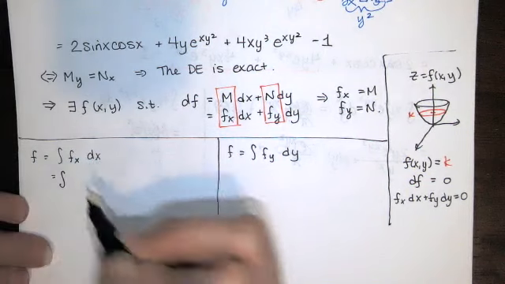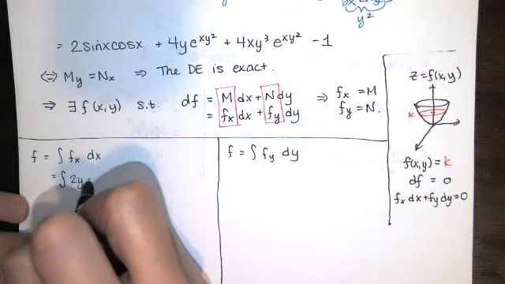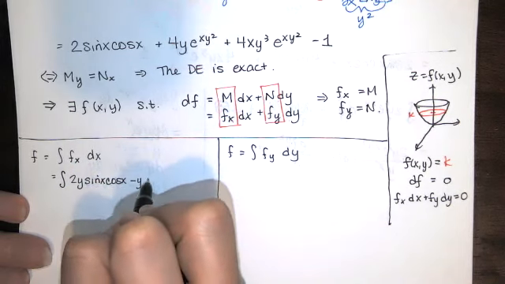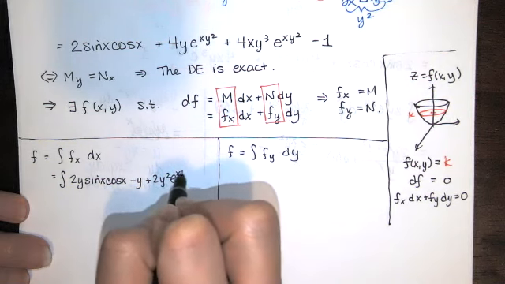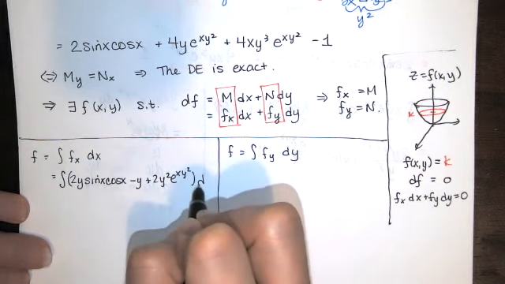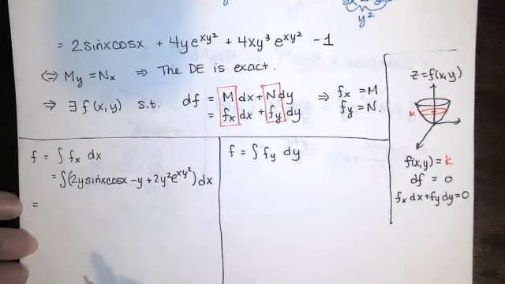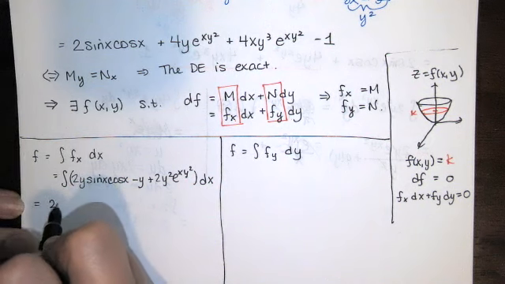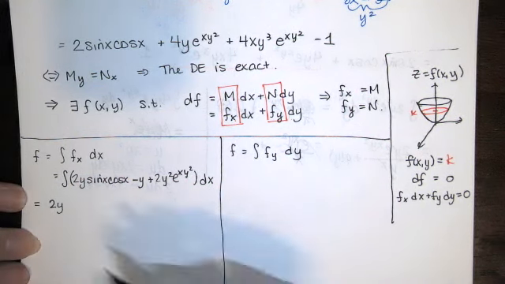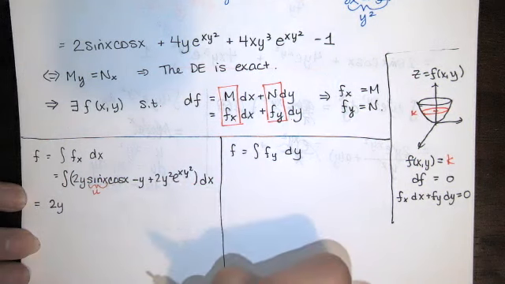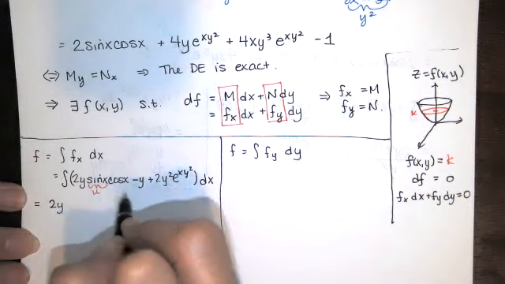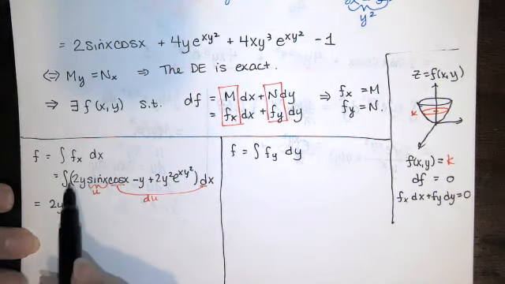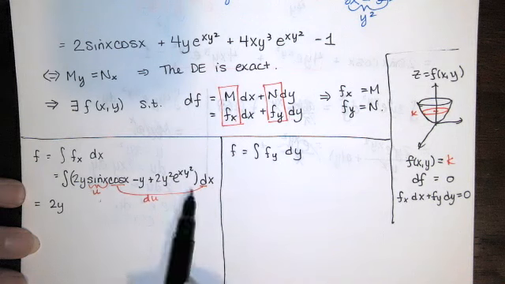The partial of f with respect to x is m, which happens to be 2y times sine of x times cosine of x minus y plus this function. y is being treated as a constant, and we're anti-differentiating with respect to x. So we'll bring the 2y down, and we can do a u substitution here. If u is sine of x, du would be cosine of x dx. So this times this would be our du. So this is the integral of y times 2u du.